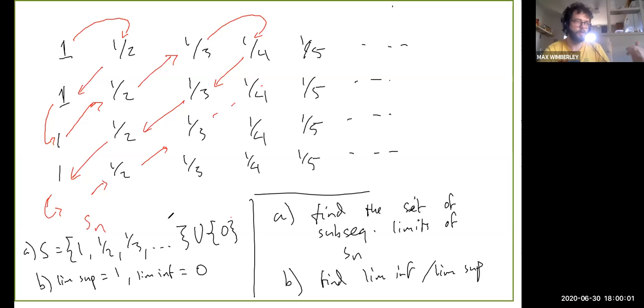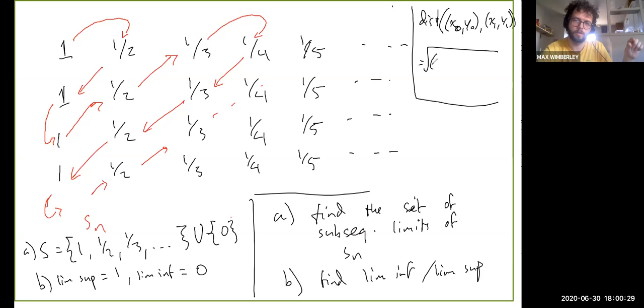Okay. And if you want to know how you do that, in the plane, the distance between 2 points is the square root of the sum of the squares, right? So I'll write it this way. Distance between (x0, y0) and (x1, y1) is the square root of (x1 minus x0) squared plus (y1 minus y0) squared, right? So that's a concept of distance that you can define in the plane.